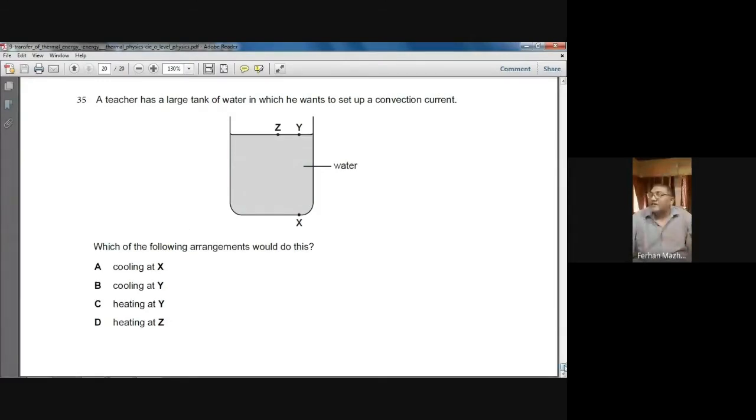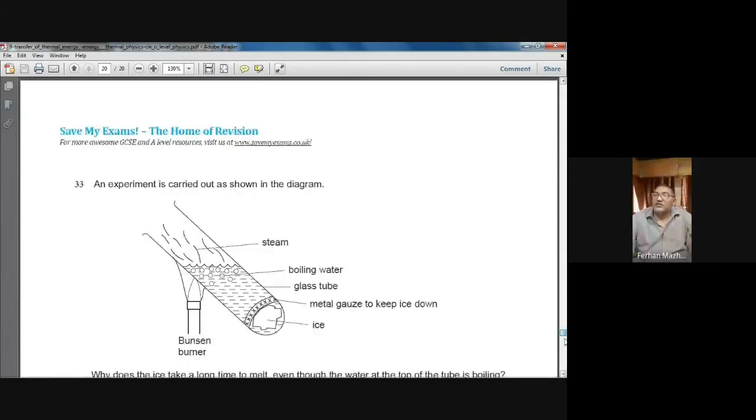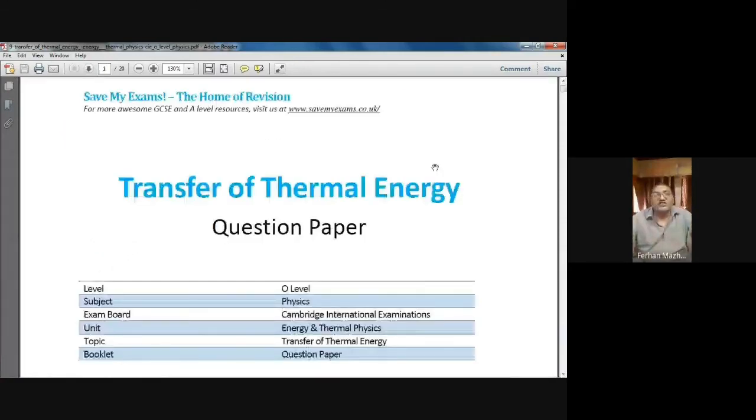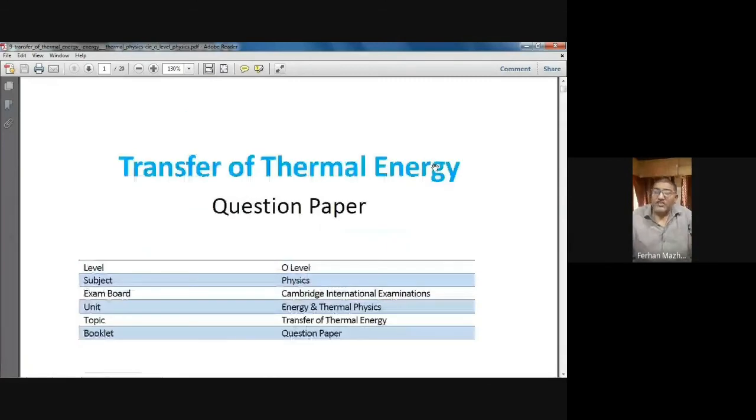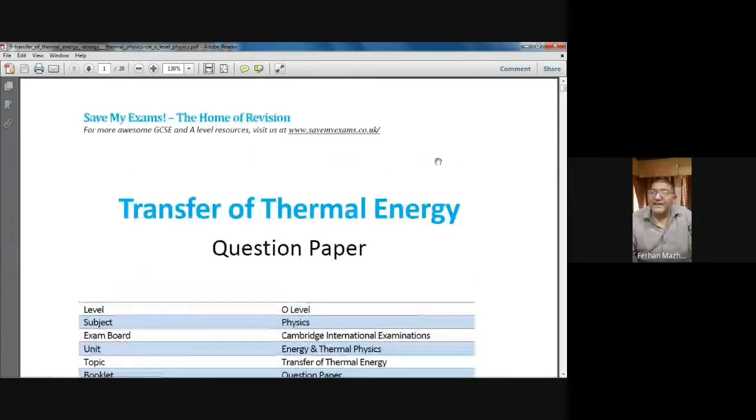So, dear students, today we have done this worksheet. This worksheet is about the transfer of thermal energy. These were the MCQs. And I have taken this worksheet from the website www.savemyexams.co.uk. I have uploaded in your Google Classroom 4 worksheets from this website. And one of them I have done in this video. The rest of the 3 I will also do, and I will upload the videos on my YouTube channel also. But it is your task to complete these 4.